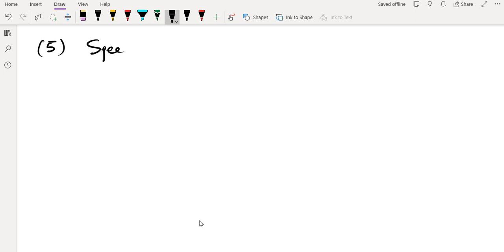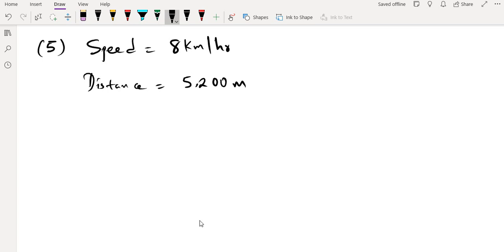Speed is what? Distance over time. The data: 8 kilometers per hour, right? Yes. The distance is 5,200 meters. Now because the speed here has kilometers, we need to change this to kilometers. So divide by 1,000 and that'll be what? 5.2. So that's 5.2 kilometers, right?